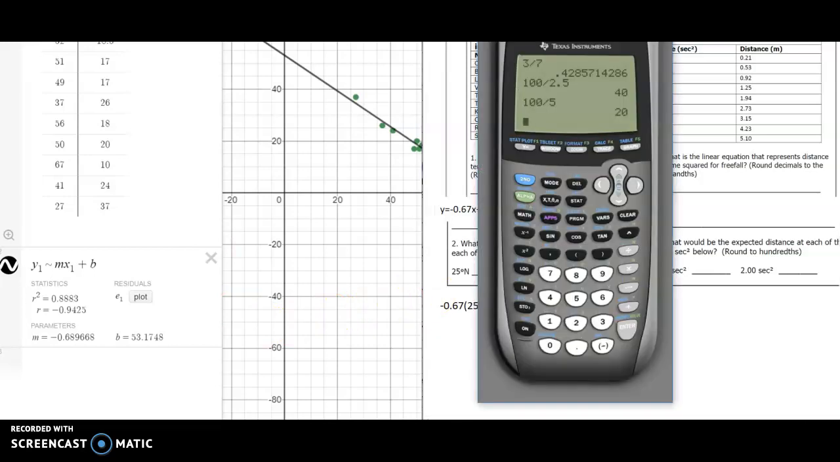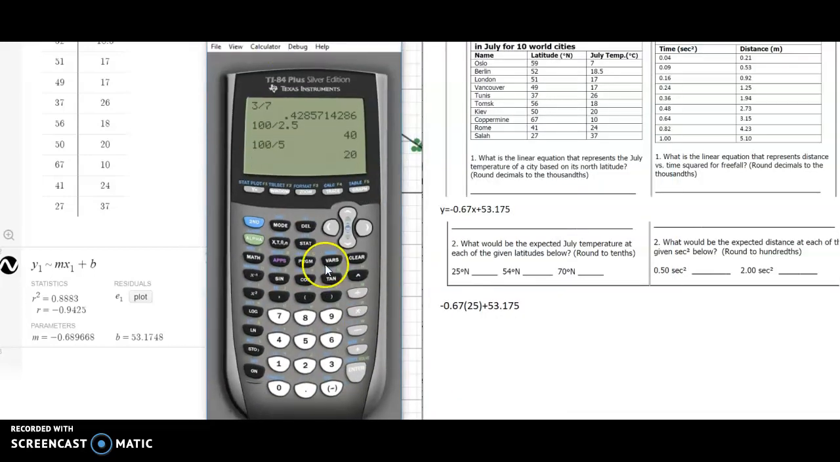I'm going to bring out my calculator, and I'm going to type that in there. I'm going to have negative 0.67 times 25 plus 53.17. I'm using my calculator. So the approximated or expected temperature in July, given the latitude of 25, would be 36.4, because they're asking me to round to the nearest tenth. So my answer is going to be 36.4.